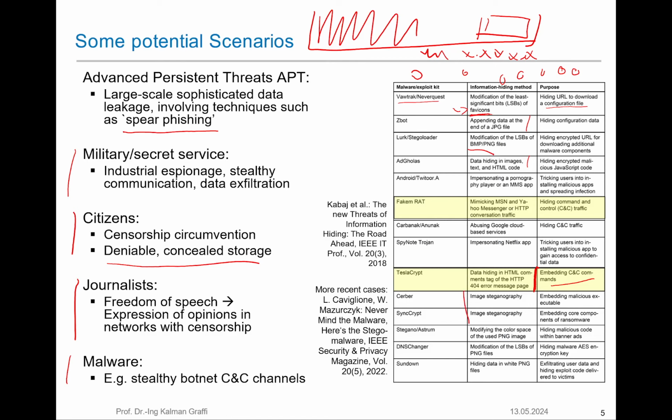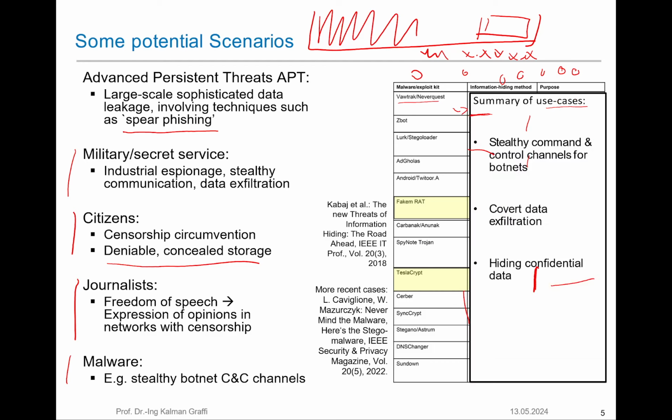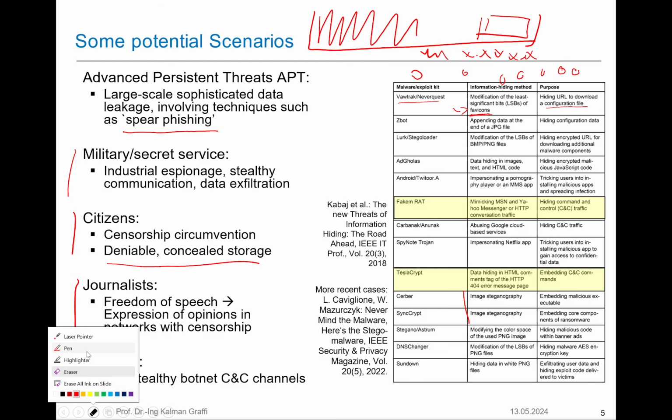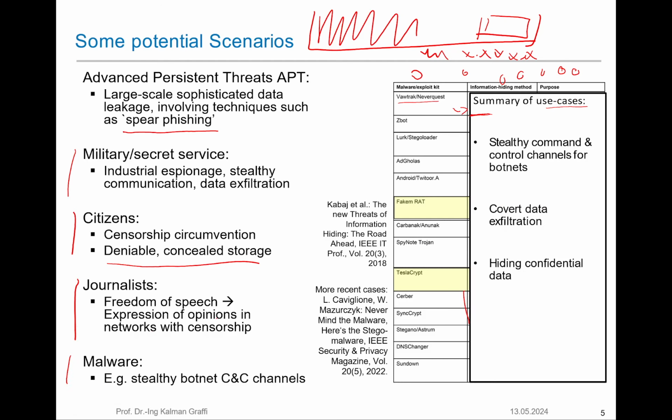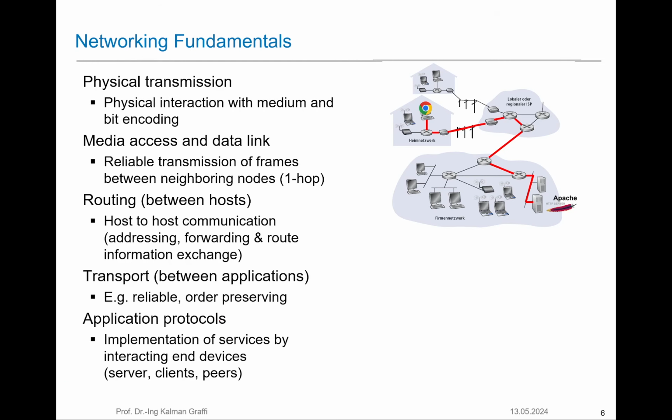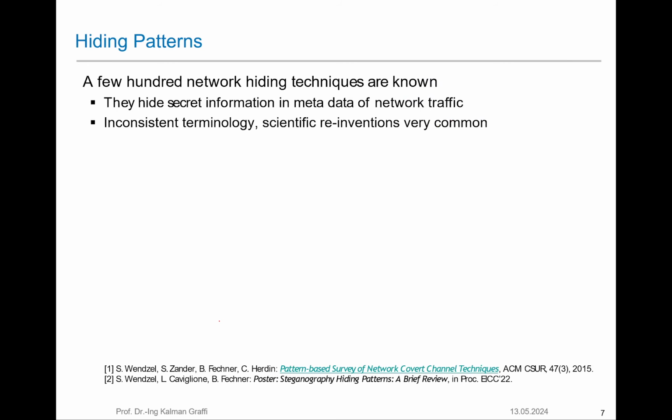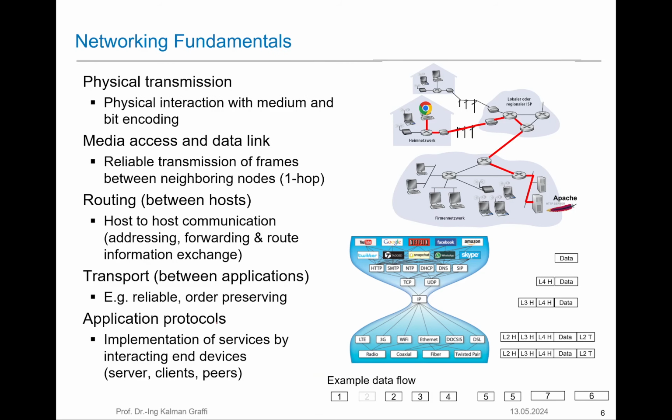Images are quite popular, but we are looking now at more communication related issues. Here is the summary. So basically, what is communication used for? Data exfiltration, hiding confidential data, and controls to malicious bots. So, when we are talking about network steganography, the question is, where can we embed the hidden message? That's the big question. Where can we embed it?